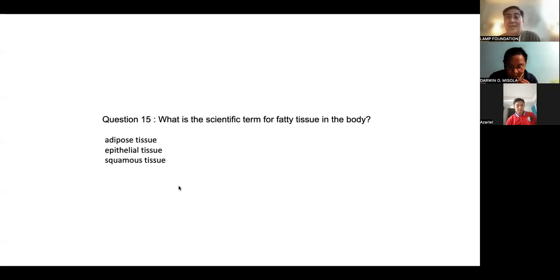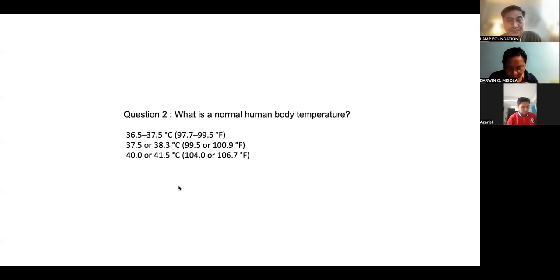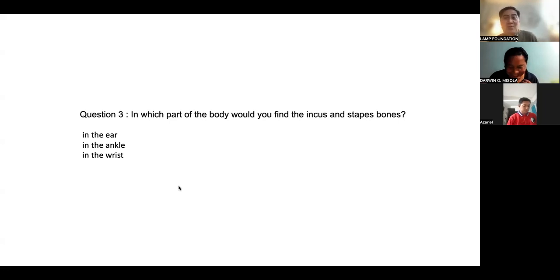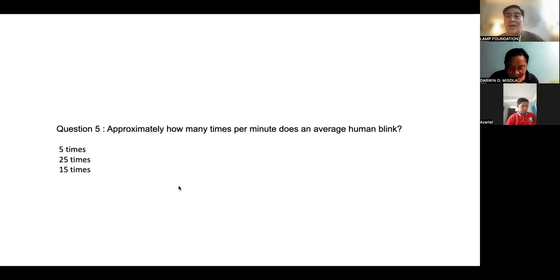What is the scientific term for fatty tissue in the body? Adipose tissue. What is the name of the bone that forms the lower jaw? Mandible. What is a normal human body temperature? 36.5 to 37.5. Okay. In which part of the body would you find the incus and stapes bones? In the ear. Where in the body is the basilar artery located? The brain.